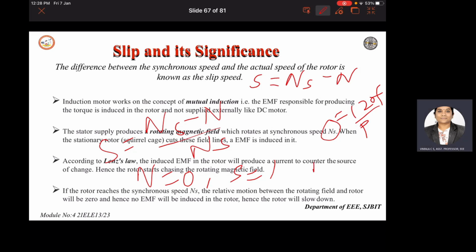Now, when N is equal to Ns, S is equal to 0. When S is equal to 0, the motor will not start. It is not possible for the induction motor to run. So this Ns minus N by Ns is called the fractional slip or the absolute slip.